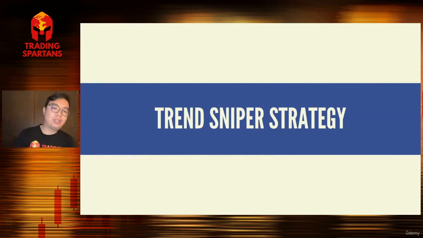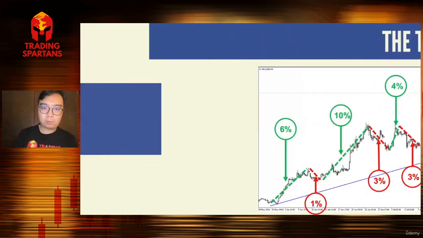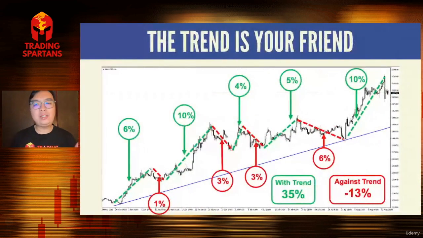So the first strategy is called the trend sniper strategy. Okay, so this strategy is very straightforward. Basically, you are aiming to ride the trend as high or as low as possible and as long as possible. Okay, so why ride the trend, right? Because as long as you are riding the trend, right?